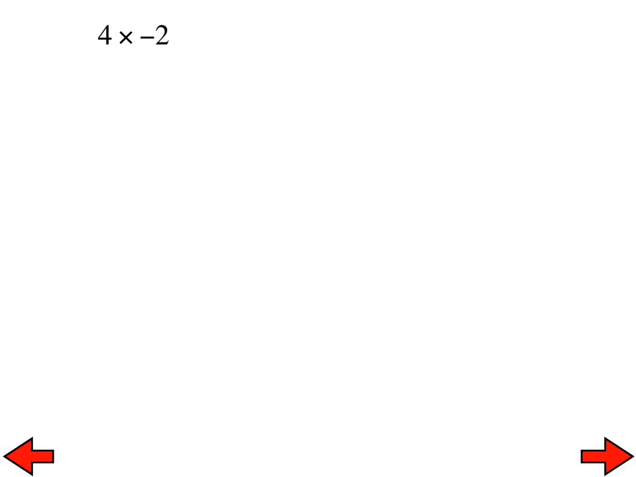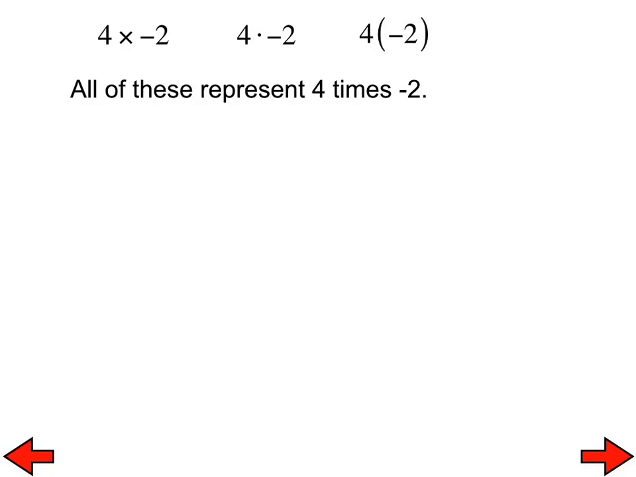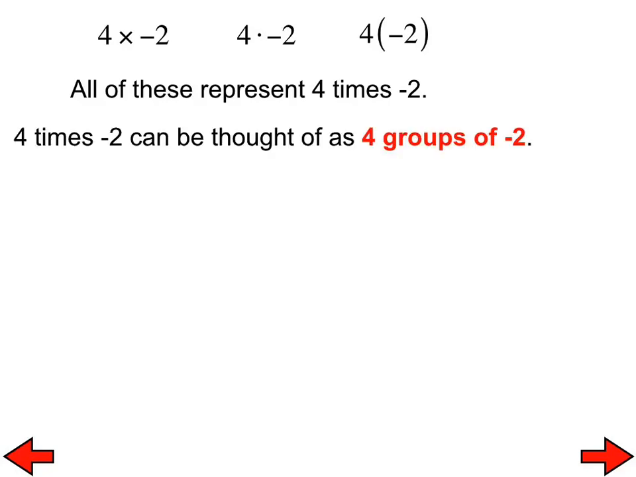So here we have 4 times negative 2. Here's another way of writing 4 times negative 2. Here's a third way of writing 4 times negative 2. Lots of ways of writing 4 times negative 2. 4 times negative 2 can be thought of as 4 groups of negative 2.